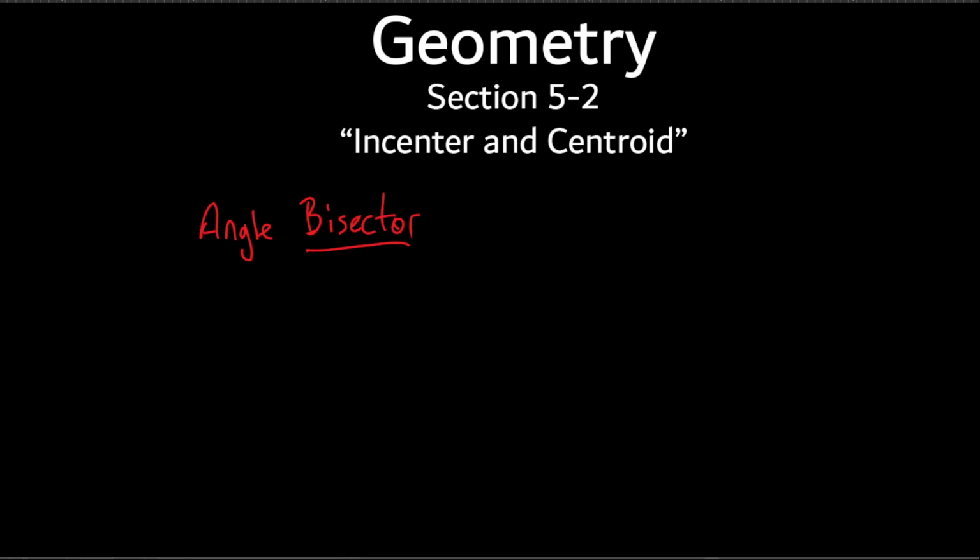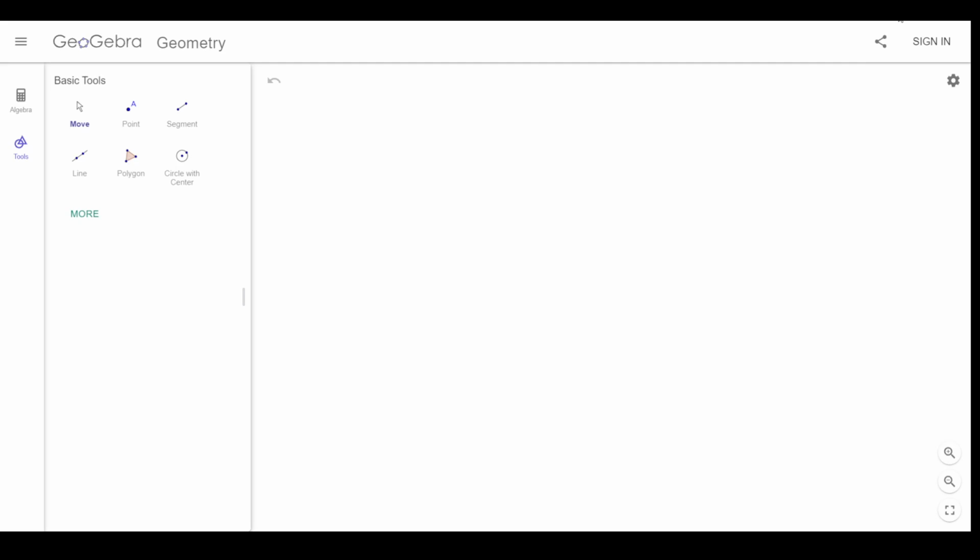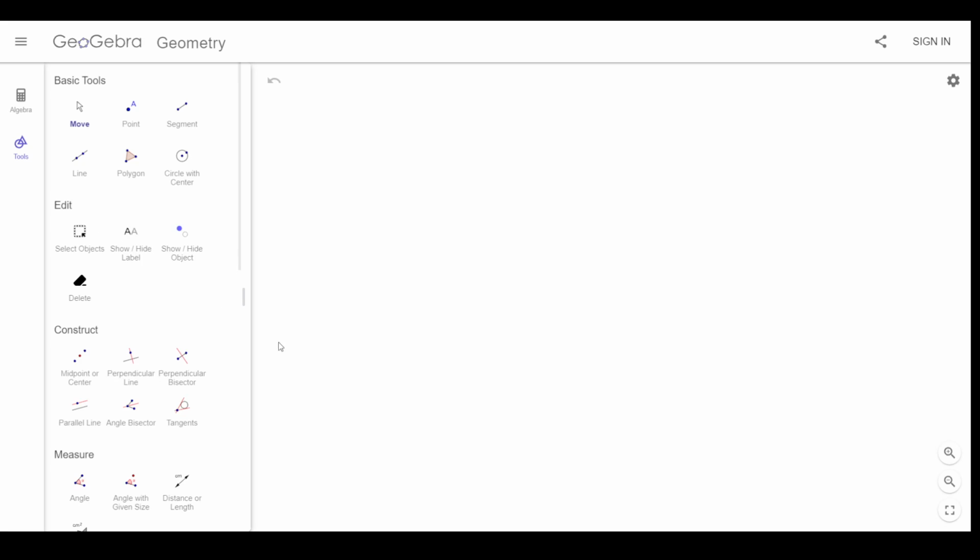All right. So now we're using this other program, GeoGebra, and let's do an angle bisector first. The reason we're doing angle bisector, we're talking about angle bisector right now.